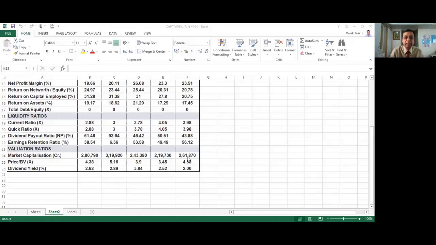Market capitalization is very good in case of Infosys, as you can see here. Price to book value ratio is all along ranging between 3.5 to 4.5. In between, it went up to 5. And dividend yield is quite handsome, in fact, compared to many other companies, ranging between 2 to 4%. And on 31st March 2020, it ended at 2.7%.